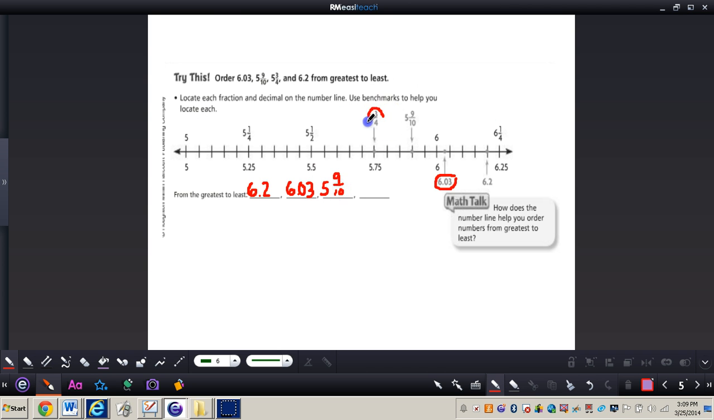And then finally 5 and 3/4. So you can see I went from right all the way to the left, and then easily I can order and sort these mixed numbers and fractions and decimals from greatest to least just by looking at my number line.